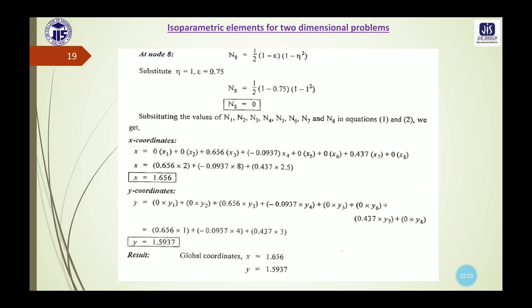Now if we put the values of all the 8 shape functions and the x coordinates for all 8 different nodes, then finally we are getting the x coordinate as 1.656. In a similar manner, if we put the values of all the 8 shape functions and the y coordinates corresponding to the 8 different nodes, then after several steps we are getting the value of the y coordinate as 1.5937. So the final result of the global coordinates is x equals 1.656 and y equals 1.5937. This is the final result which we got here.